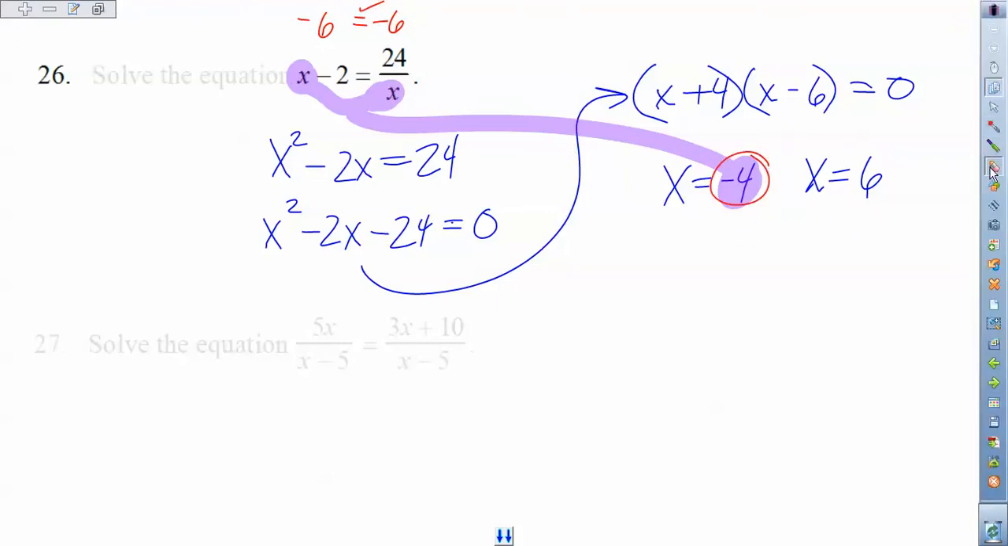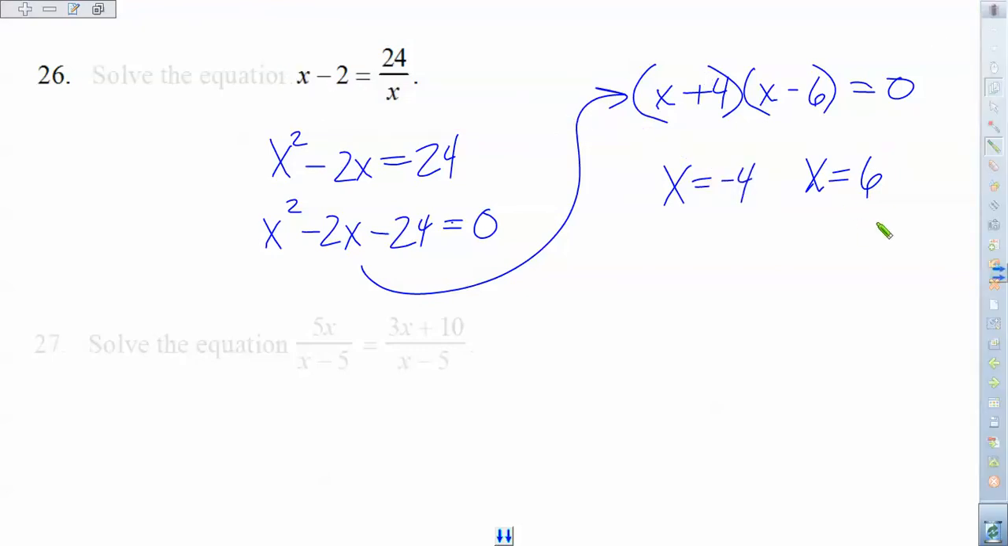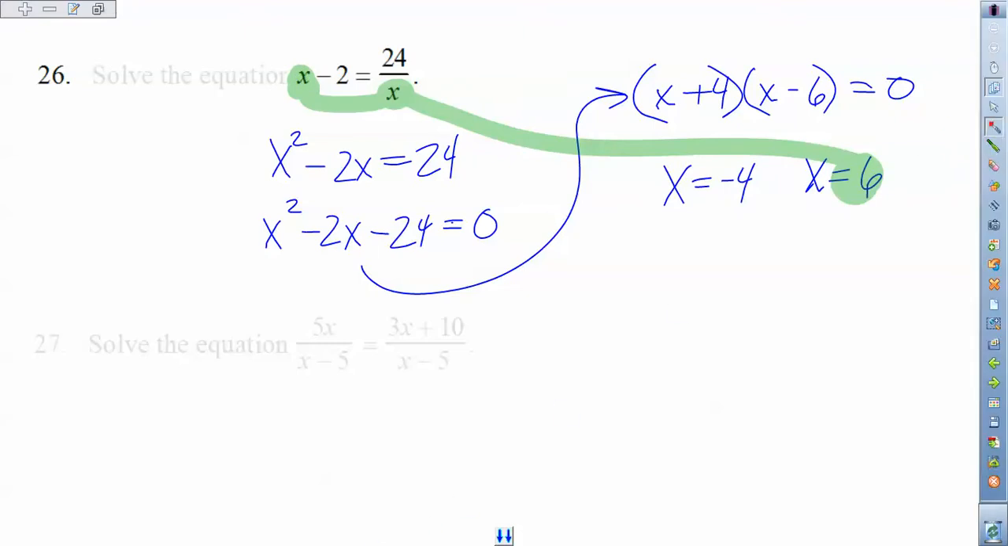We can do the same thing with the 6 here. You can take 6, plug it in there, and do that math. So 6 minus 2, that's 4. 24 divided by 6, that's 4. Checks out. Works for both.